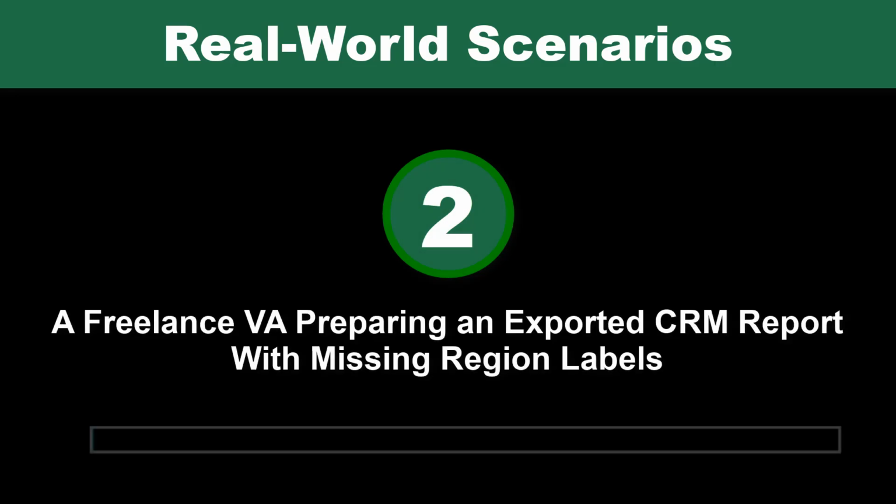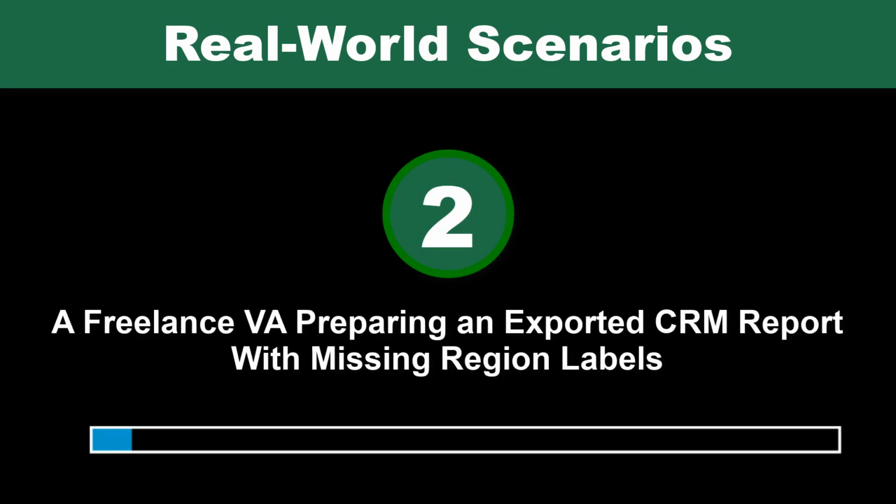A freelance VA preparing an exported CRM report with missing region labels. A freelance virtual assistant received a CRM export in Excel, where the region name appeared only on the first row of each region group, with all subsequent rows in that group left blank. Filters and lookups failed because most rows had no region value. Fill blanks with cell above propagated every region label down through its group in one pass. The report was fully populated and ready for filtering and analysis immediately.